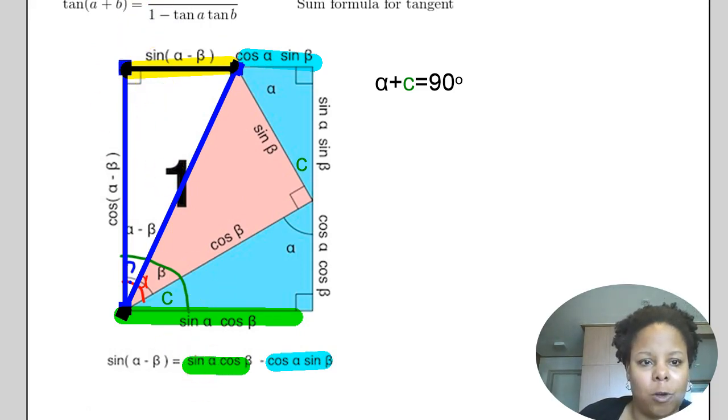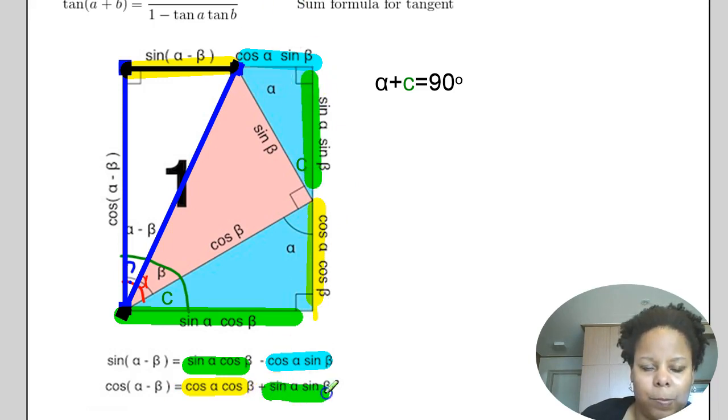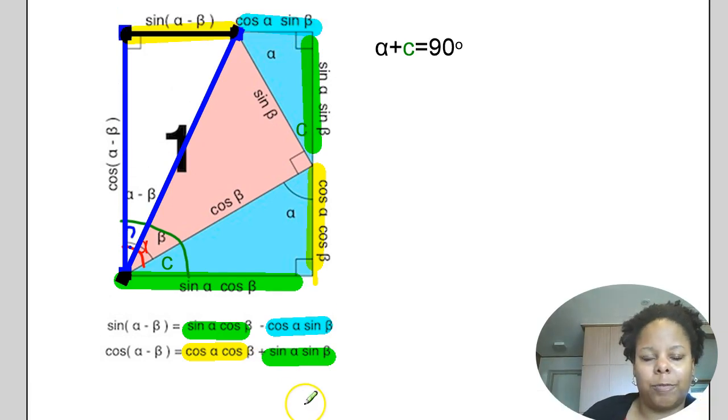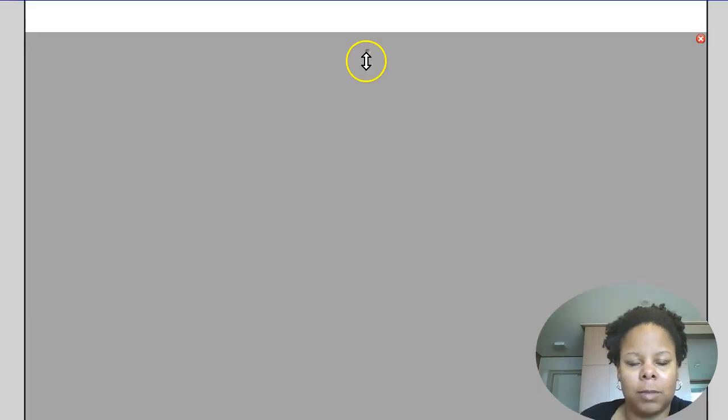And the same thing for the cosine of alpha minus beta. It's equal to this side length, which can be represented by adding up two pieces: this piece, which is cosine alpha cosine beta, and this piece, which is sine alpha sine beta. Okay, and that's why they work. And we can do the same thing to prove the tangent difference formula, but in the interest of time, we're going to move on.